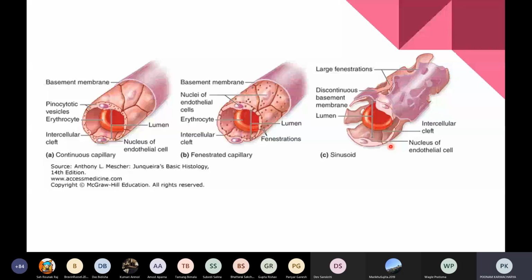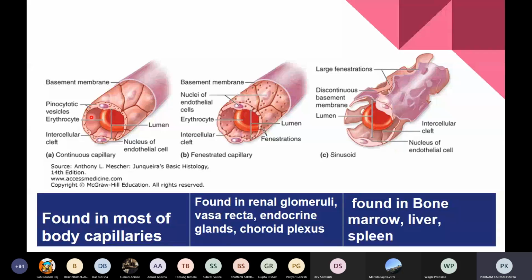So in continuous capillaries, the cells are single lined but continuous, and they are found in most of the body capillaries, right? Fenestrated capillaries have small pore-like things, and these pores are responsible for rapid and large transudation of fluid, and they are mainly seen in renal glomeruli, vasa recta, endocrine glands, exocrine glands as well, and choroid plexus. And sinusoid capillaries, as you see in the picture, have large gaps, and they are found in the bone marrow, liver, and spleen, where exchange of large protein molecules occurs, right?